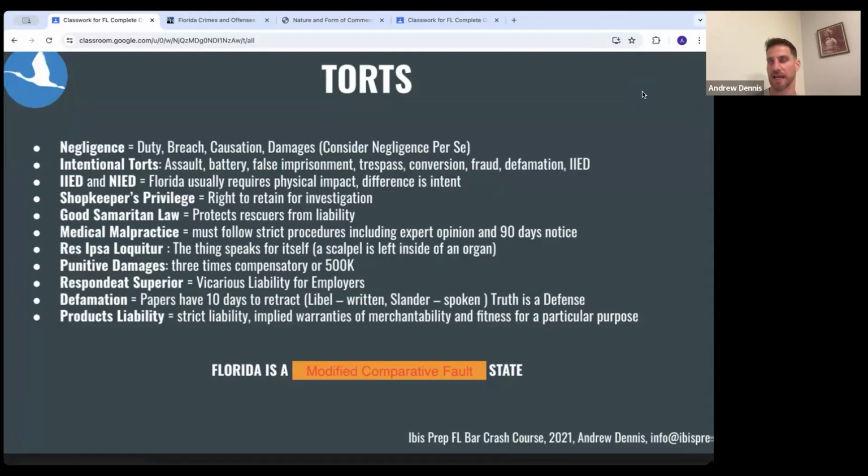Negligence per se is when a statute determines a duty, and it has to be the designed injury and protected class. Intentional torts could be like assault, battery, false imprisonment, trespass to land, trespass to chattels, conversion, fraud, defamation of a public figure, IIED, intentional interference of a business relationship, malicious prosecution.